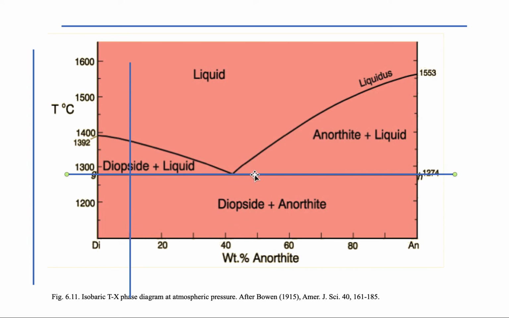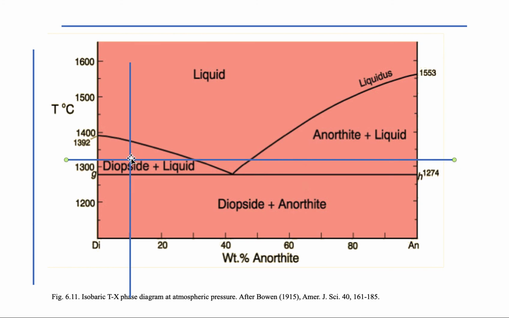So again, here's the tricky part. We will add heat, but the temperature will not increase. It'll stay fixed at 1274, and all of the thermal energy will go into dissolving these minerals, melting them, converting them into liquid. And it'll do that until one of the minerals is gone. In this case, the first mineral to disappear is anorthite. We'll enter the diopside plus liquid field at some temperature above 1274.